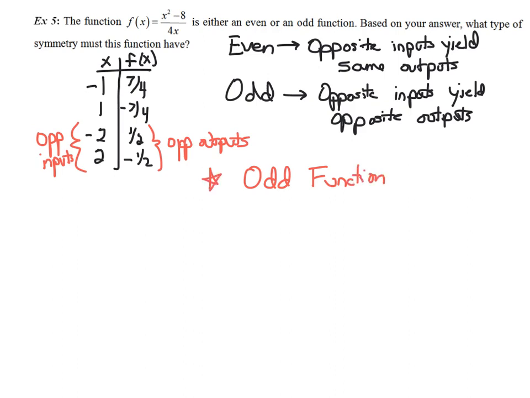Now lastly, let's recall that when I have an odd function, when I look at the graph, this should have symmetry with respect to the origin. So I would be able to take the graph and reflect it over the origin and get the rest of the graph.